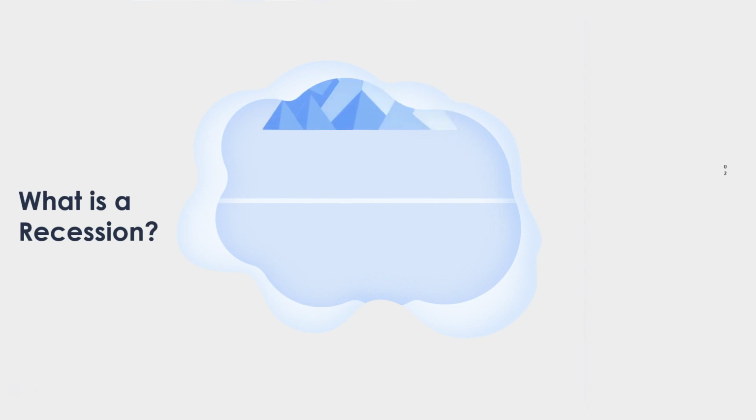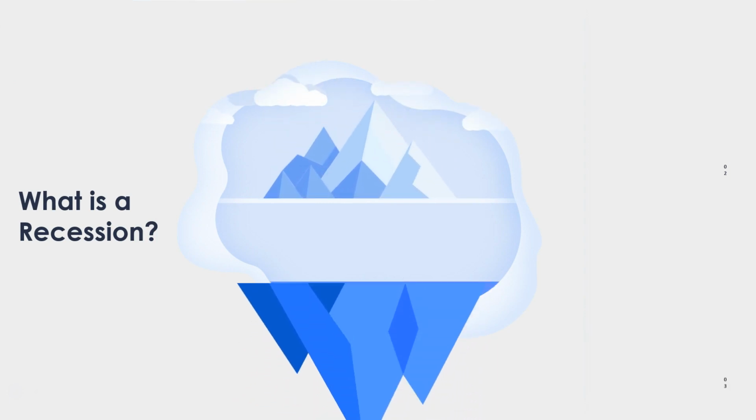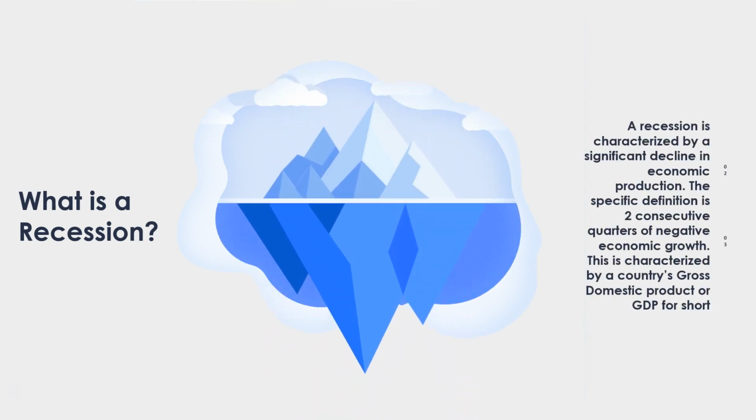So what is a recession? Commonly, a recession is characterized by a significant decline in economic production. The specific definition is 2 consecutive quarters of negative economic growth, and this is characterized by a country's gross domestic product, or GDP for short.